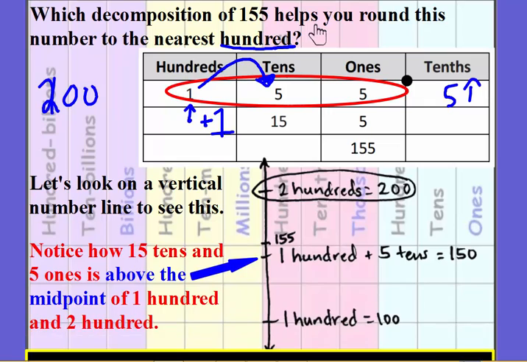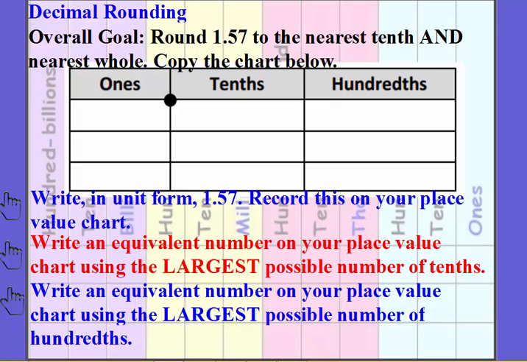Let's look at it on a vertical number line. I have my two numbers that it can round to, 100 and 200. My halfway point is where? My halfway point is 15 tens, or this 150. Where is the number that I have? Well, it's right here, 155. And I see that is above the midpoint, so therefore I'm going to round up, because it is above that midpoint. Okay, so now we're going to be doing this same principle with decimals. Round 1 and 57 hundredths to the nearest tenth and the nearest whole.